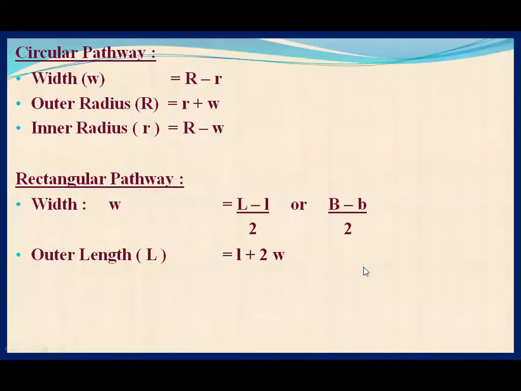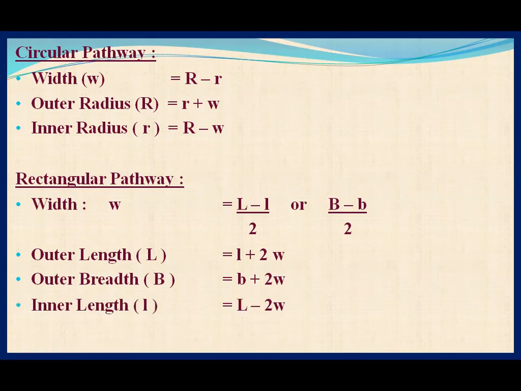Similarly, the outer breadth is equal to inner breadth plus twice the width. And the inner length is the outer length minus twice the width, and inner breadth is equal to outer breadth minus twice the width. So using these formulas, let's do the following sums.